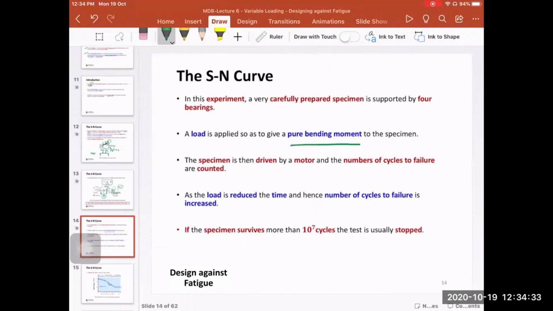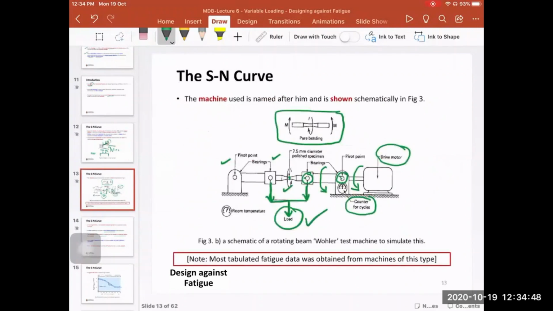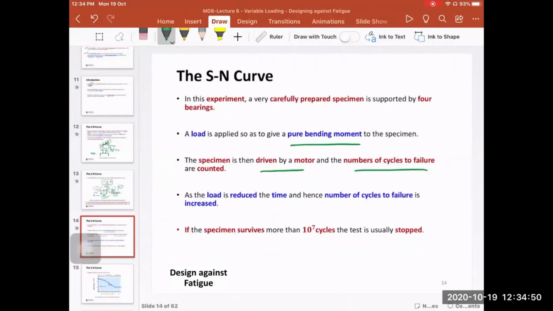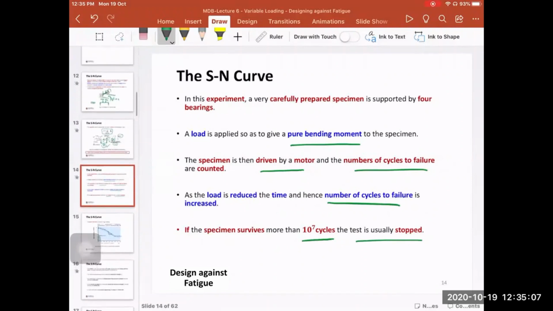The specimen was driven by a motor, and we have a counter to count how many cycles to failure. When you reduce the load, because here you see we have a load, it means that you have more cycles, or the specimen is going to survive more. If the specimen survives more than 10 to the power 7 cycles, they normally stop the test, as you will see on the next slide.